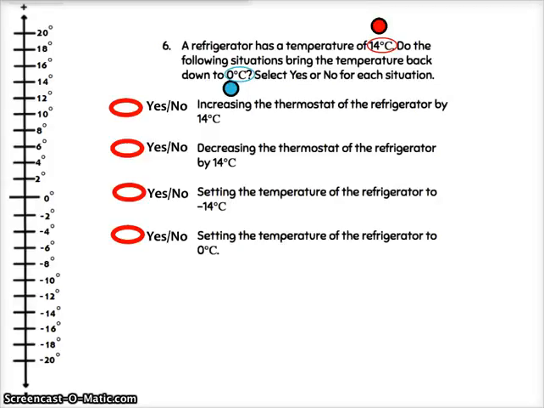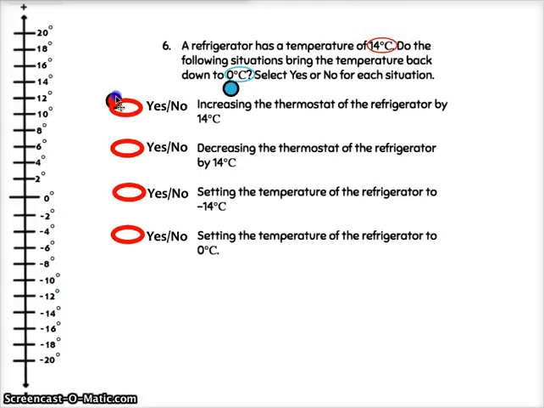Question 6 describes a scenario with a refrigerator. It says a refrigerator has a temperature of 14 degrees Celsius. Do the following situations bring the temperature back down to 0 degrees Celsius? Select yes or no for each situation. So let's look at the number line to help us understand this.